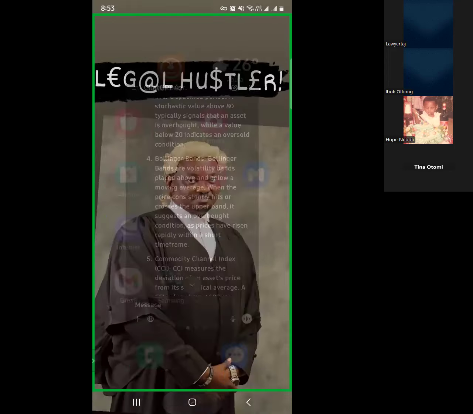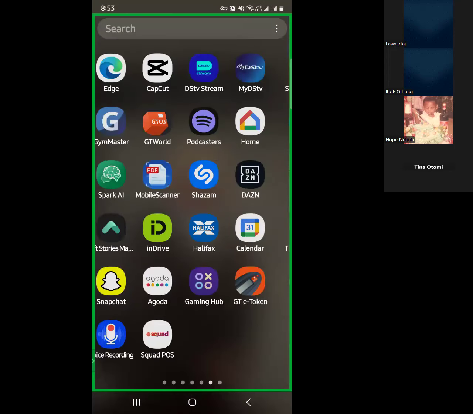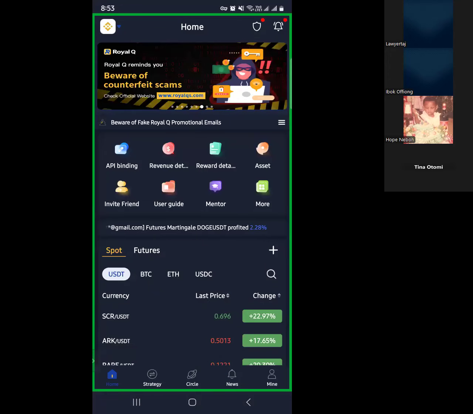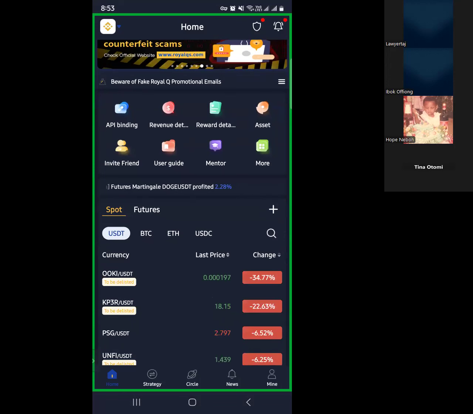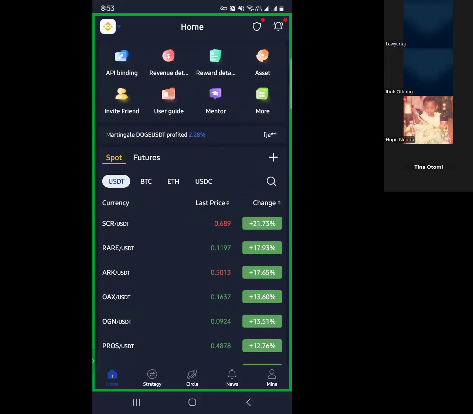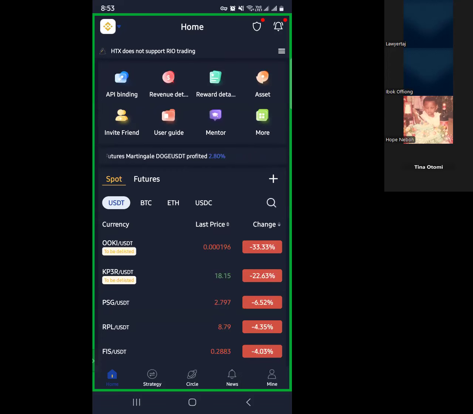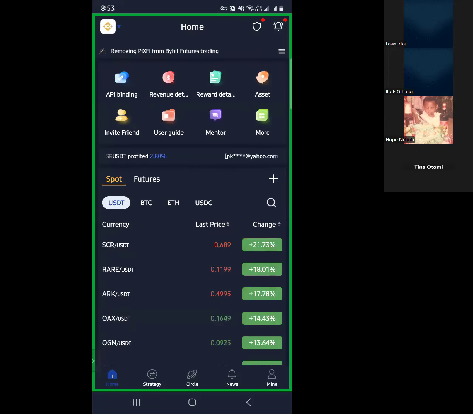I'm going to go to my Royal Q. I'm going to check for the top gainer coins. You can check it from the front page of your screen, where change is written. If I click on change, it will show me those coins that are losing and those coins that are increasing in value.